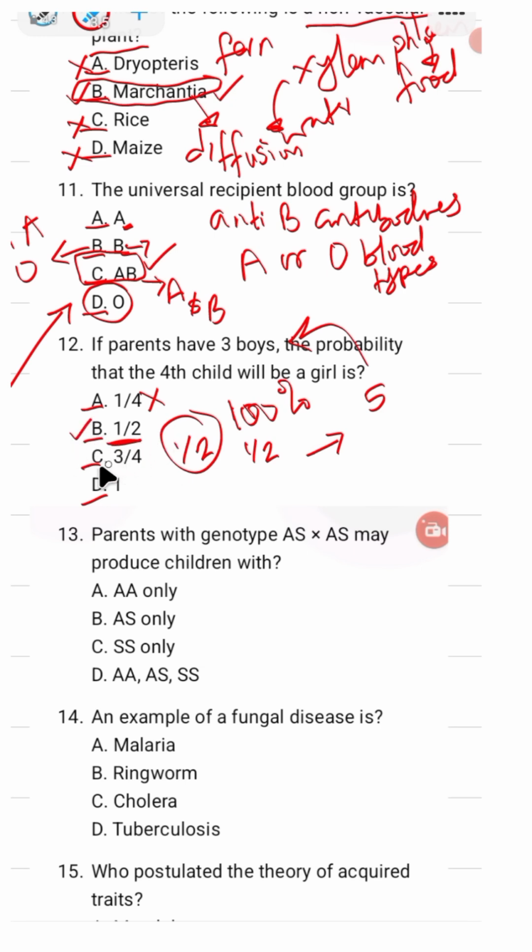Then the next one says 3/4. The same thing: the birth of a child is independent of the previous birth, so you cannot determine that. So this one is wrong. This one too is wrong.